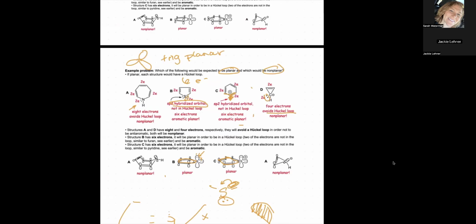Because of planar versus non-planar, your Huckel loop, I get it. I think I understand the goal of a Huckel loop is to form a conjugated system, and all the orbitals have to be parallel to one another. Yes, exactly. By nature of the two lone pairs, they are not parallel; they can't be. I see it now. Okay, that was good.